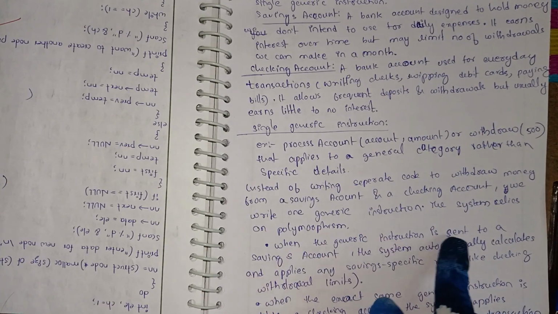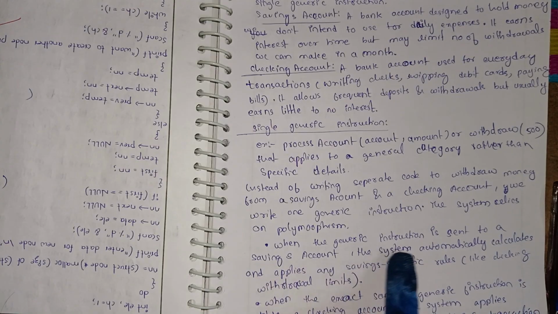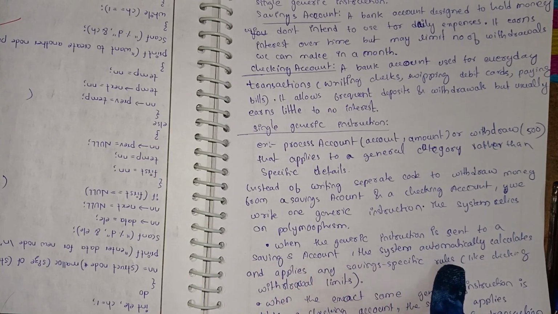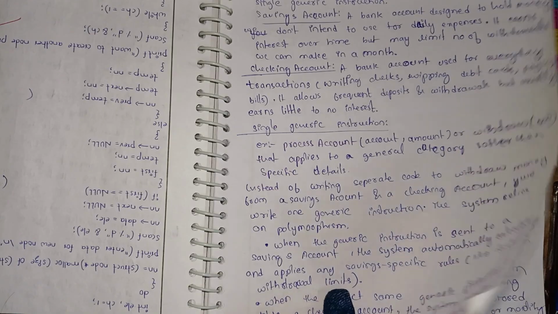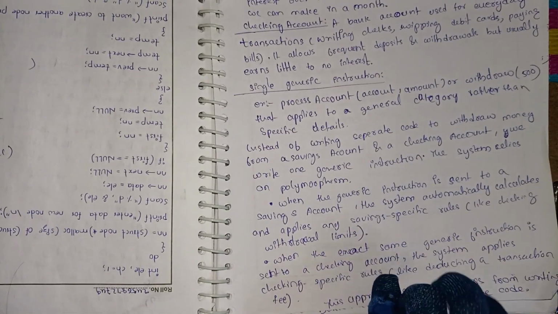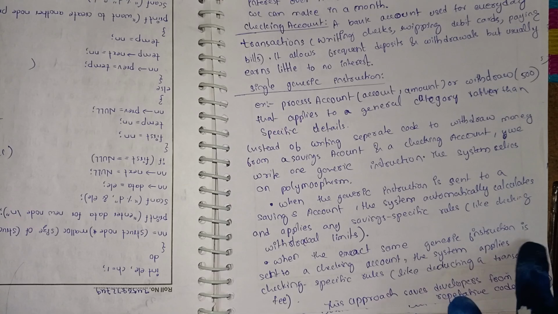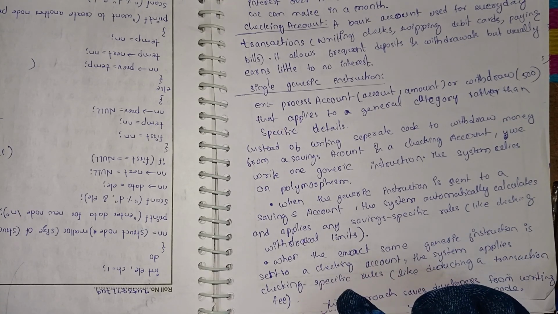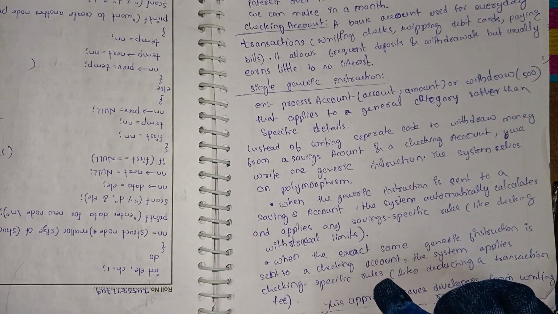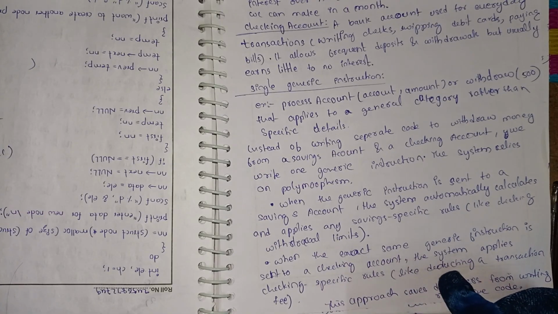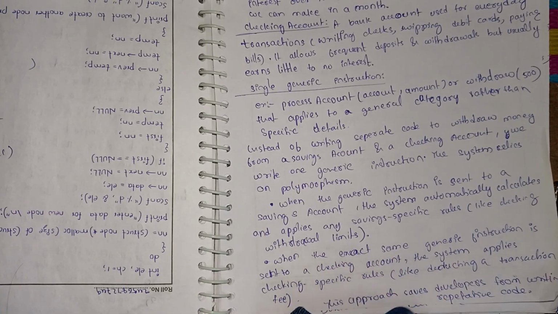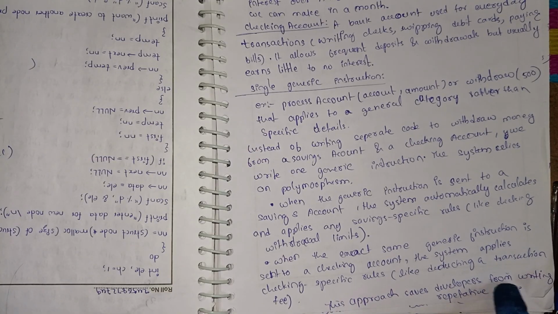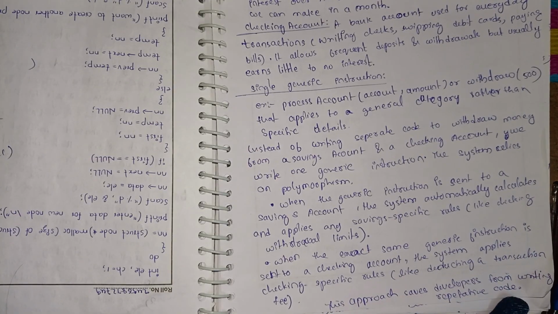When the generic instruction is sent to a saving account, the system automatically calculates and applies any saving-specific rules, like checking withdrawal limits. And when the exact same generic instruction is sent to a checking account, the system applies checking-specific rules, like deducting a transaction fee. This approach saves developers from writing repetitive code.